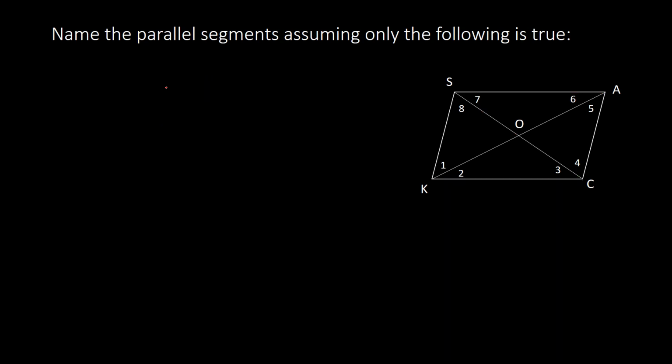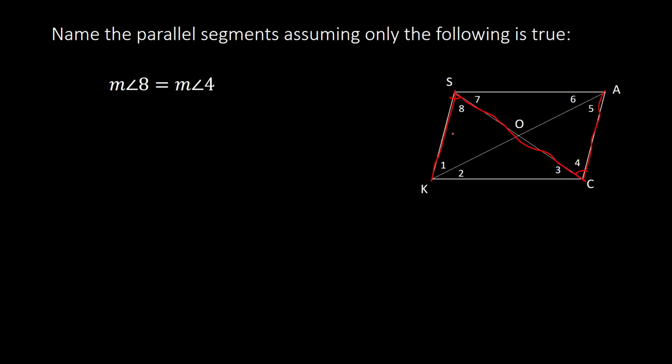Next example, same picture, but now we have measure of angle 8 and measure of angle 4 being equal. So angle 8 is right here, angle 4 is right here. So the question is, which segments or which lines create those angles? So angle 8 is created by SK and then SC. Then angle 4 is created by SC and AC.